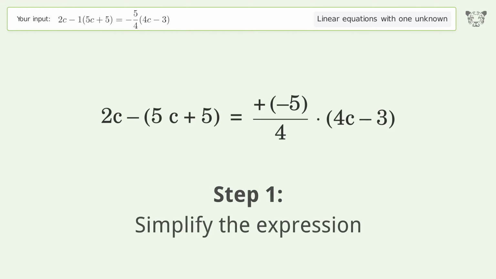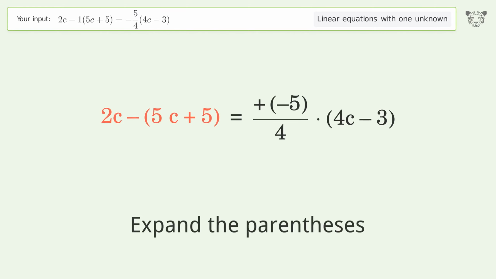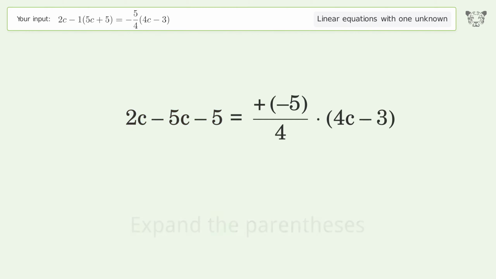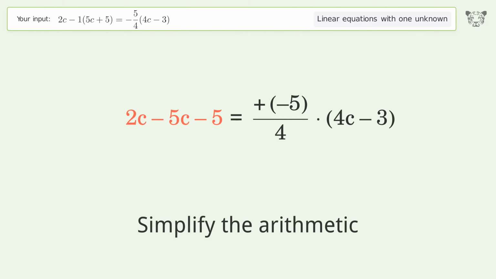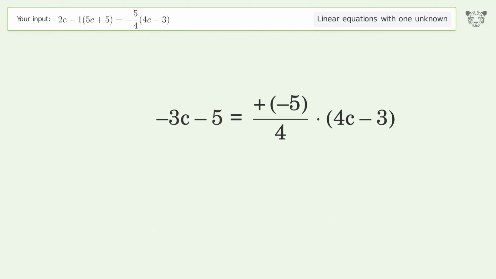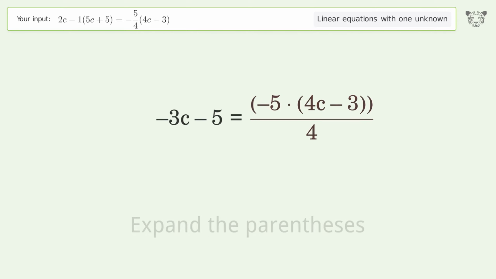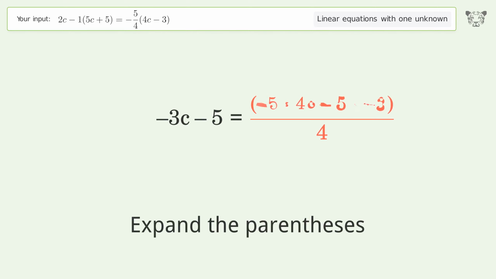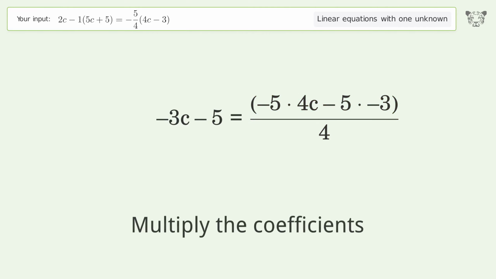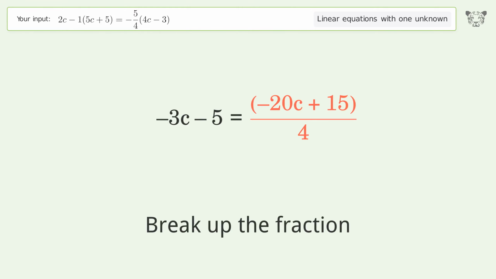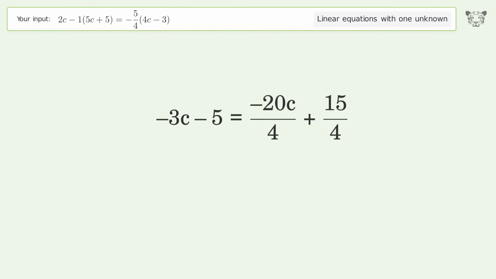Simplify the expression. Expand the parentheses. Simplify the arithmetic. Multiply the fractions. Expand the parentheses. Multiply the coefficients. Simplify the arithmetic. Break up the fraction. Simplify the fraction.